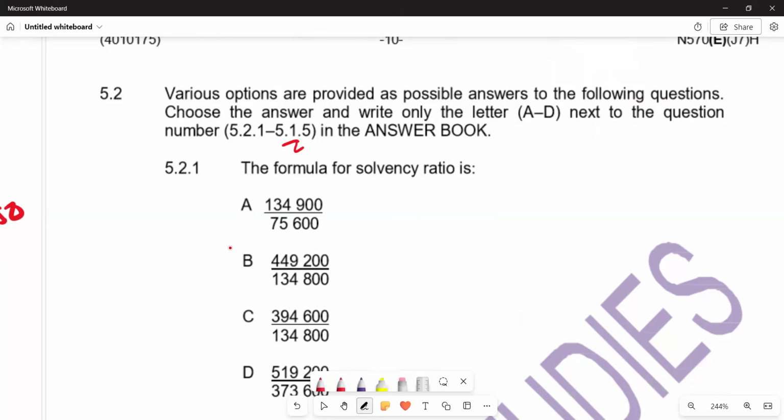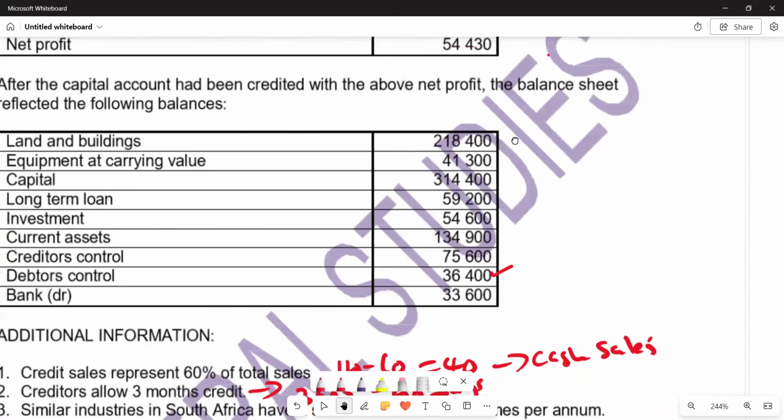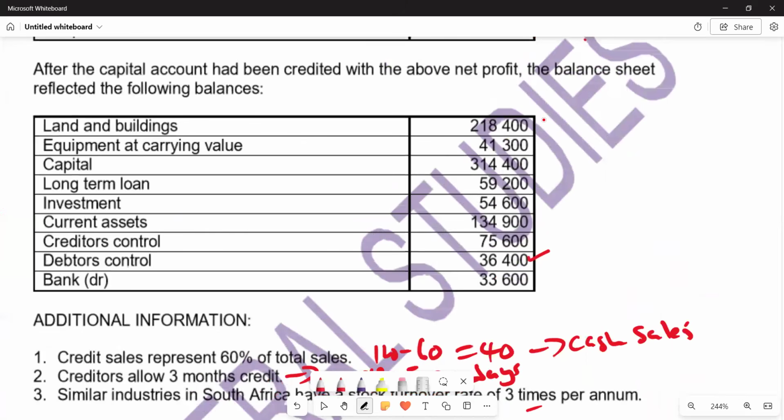The formula for solvency ratio: when we are calculating the solvency ratio, we use total assets to total liabilities. This is expressed as a fraction, so it is total assets over total liabilities. As simple as that. So we need to find what figure we have for total assets and what figure we have for total liabilities. We come here, these are the figures that we have, and we are going to pick our assets here and find the total.